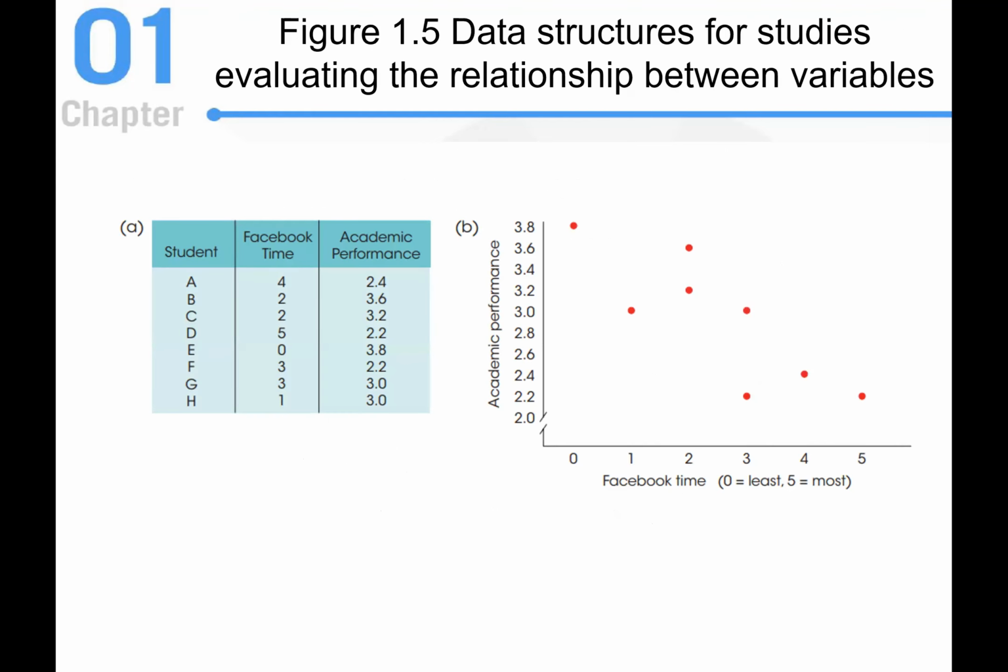In this example, we have 9 students, and we have two variables that we measured each student on, right? One is time on Facebook, and the other one is academic performance. What we want to see in this correlational study is if there's a relationship between time spent on Facebook and academic performance. We're going to evaluate the relationship between those two variables. Notice that we have one group, and we're measuring each person in that one group on two variables.